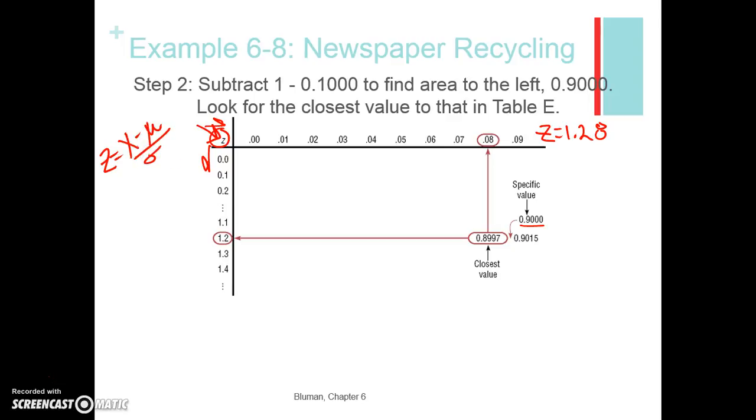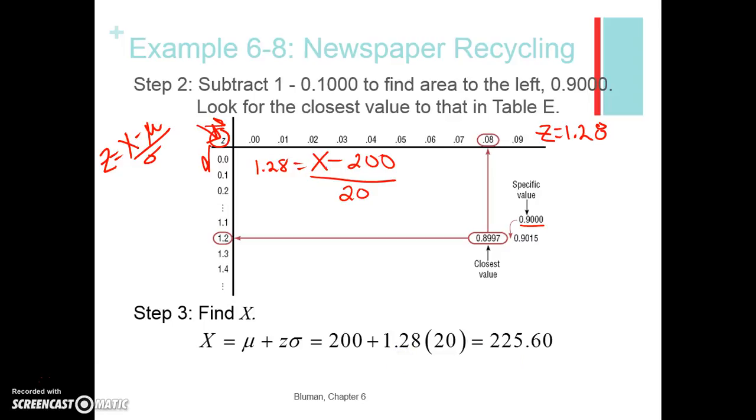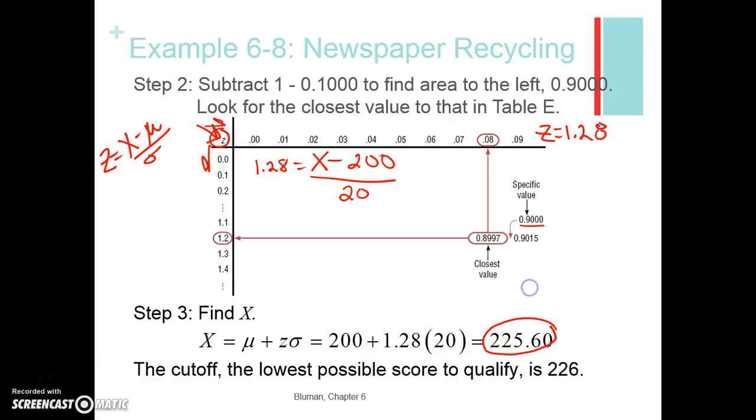So now what we can do here is convert this using algebra, or we can use our solve function on our calculator and actually plug in the values. Because I know the Z, it's 1.28. I know that X is what I'm looking for. My mean was 200, and that standard deviation was 20. So now I've got to perform the final step, which is finding that X. So we're going to solve it for X. And you can see we did that, and we get 225.60. Now this is a test score, so we are going to go ahead and round that up to 226.